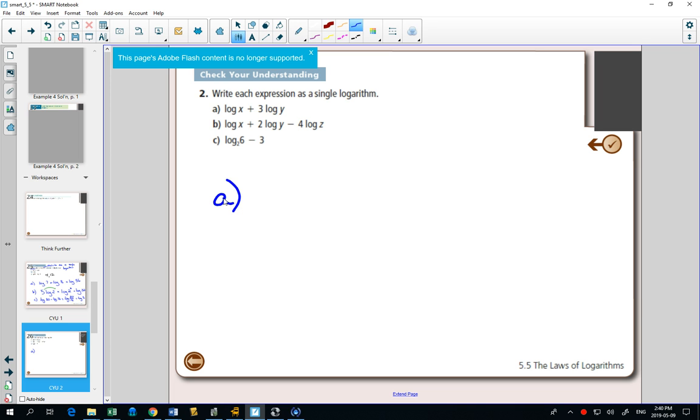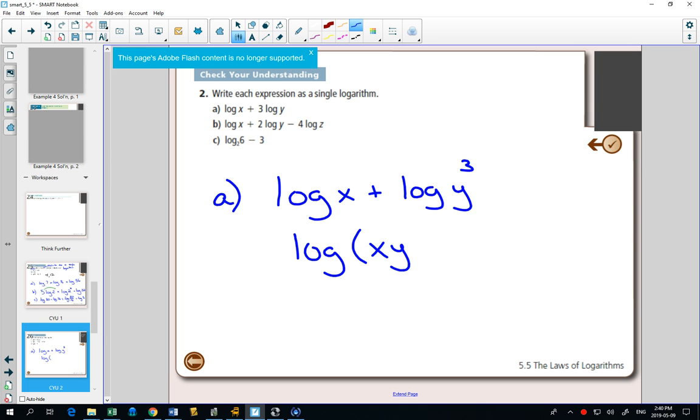So we need to get rid of that 3. We can do that because we have another log law that says if you have a number out in front and you're multiplying, that number can become an exponent inside the logarithm. So I can change the 3 log y to log y cubed. And now I have log plus log, so I can just write this as multiplied together, log xy cubed.